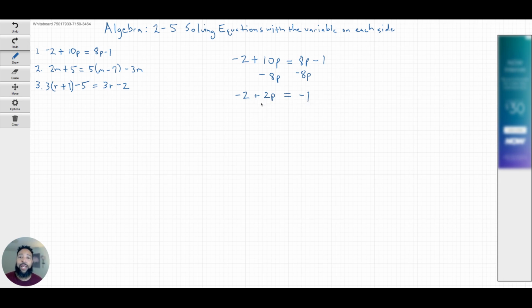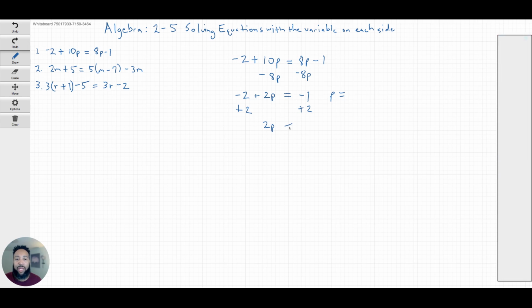So remember, I'm trying to solve for p, so I want to get everything away from p and have p all by itself, because we're trying to say p equals. That's what we want our equation to look like. So I'm going to add 2 on both sides because we have a negative 2. On the left side, we're left with 2p because negative 2 plus 2 is 0. So we're left with 2p equals 1 minus 2, or technically 2 minus 1, which is just 1.